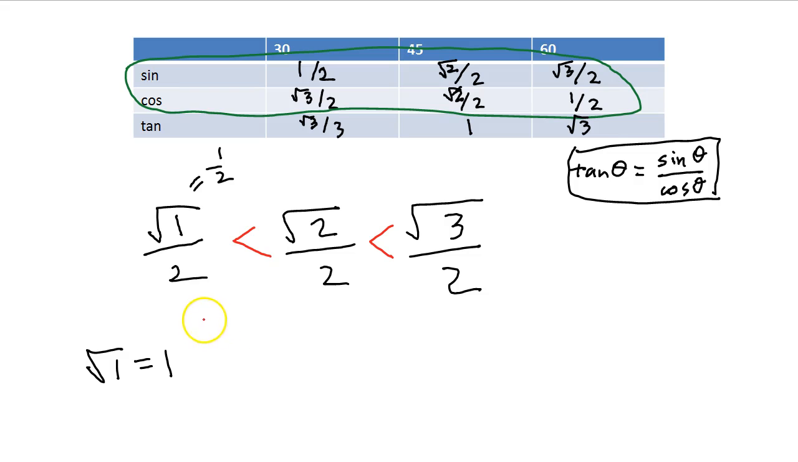And in order to get a feel for these numbers, one nice way to do this is to give them some nicknames. So I'm going to call this number 1/2 as small. I'm going to call this as medium. And I'm going to call this as large.